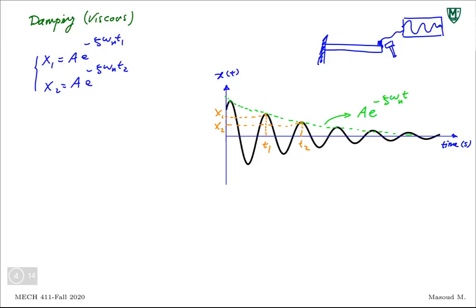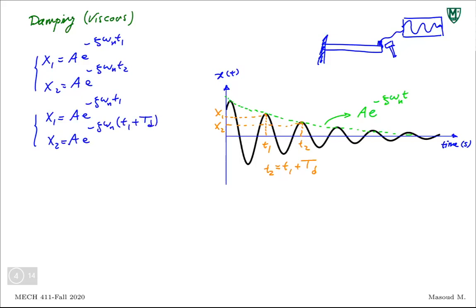Now, from the first peak to the second peak, if I want to write the relationship between these two t's, I can say t2 is nothing but t1 plus T, the time period. Because I'm going from one peak to another peak, it takes one period. The system goes and comes back to where it was as close as possible. So I know the relationship between T1 and T2, and I can rewrite these two. X1 is A e to the minus zeta omega n T1, and X2 is A e to the minus zeta omega n (T1 plus TD).